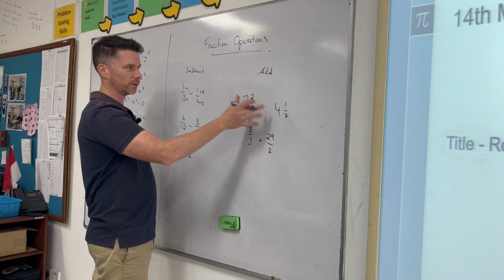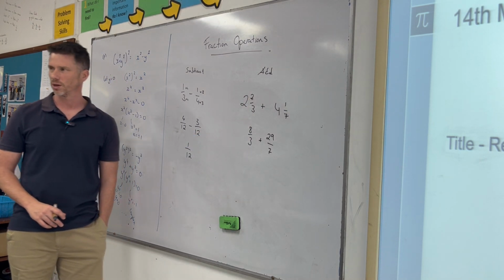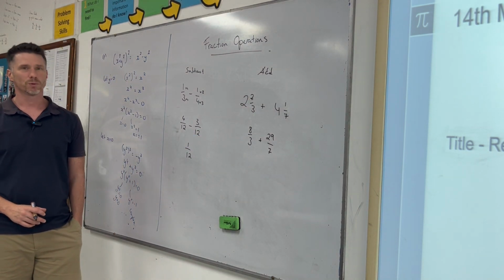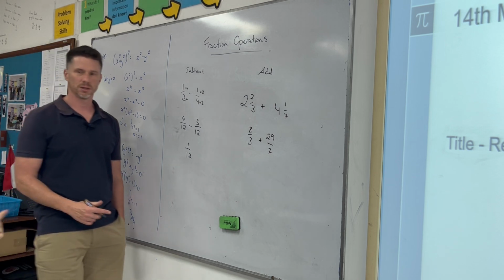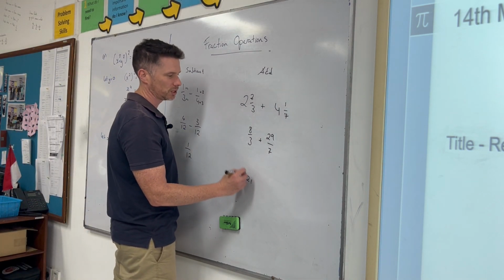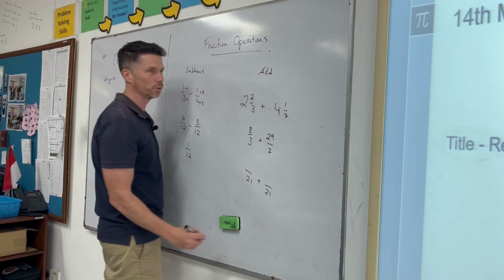I would add 2 and 4 first and just add the fractions separately. But I'm showing you how to do improper fractions as we go here. What's the common denominator I can use here, Stephanos? 21. 21, very good. So I need to create 2 equivalent fractions with 21 as the denominator.